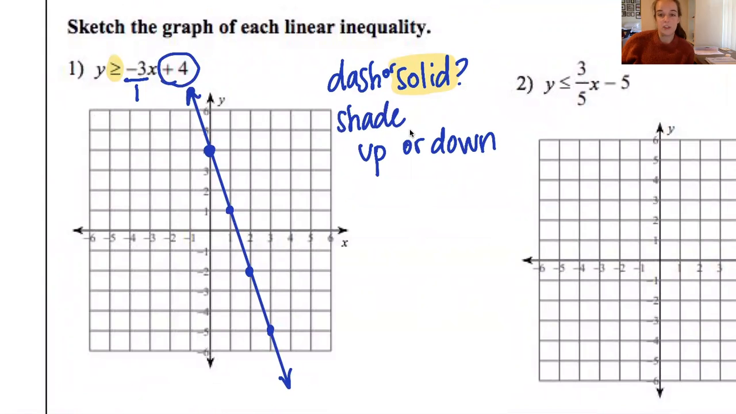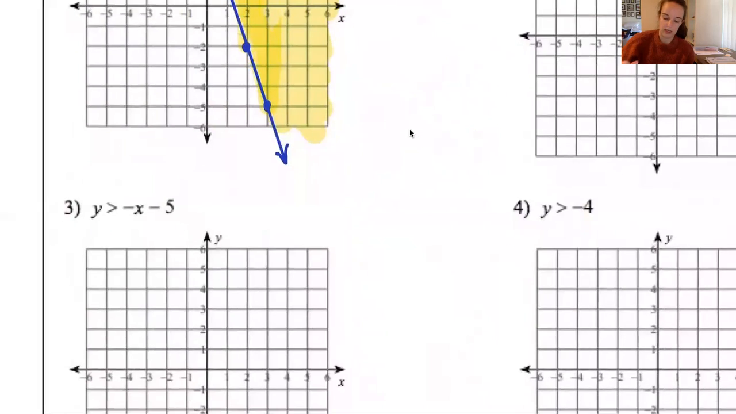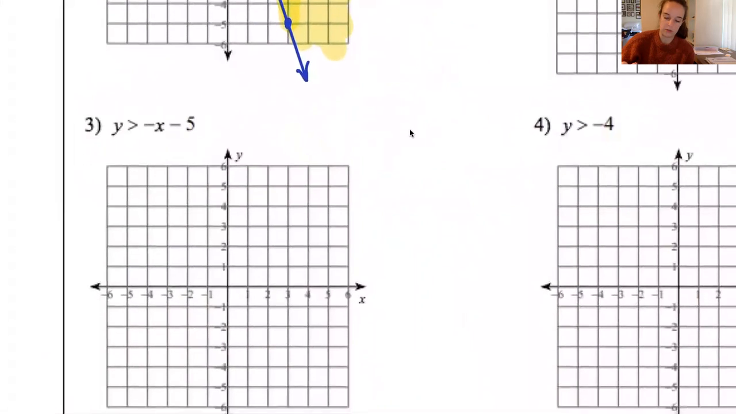And then I want to know if it's shade up or shade down. Since this says y is greater than, the mouth is open to the y, so the y is greater than, I want to shade up. So I'm going to go to a point and shade straight up. Go to a point and shade straight up. That will tell me what side I need to shade. So I can see everything shading on that side. So I better shade in the rest of this, like that.